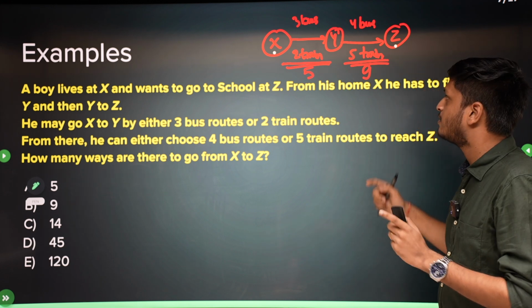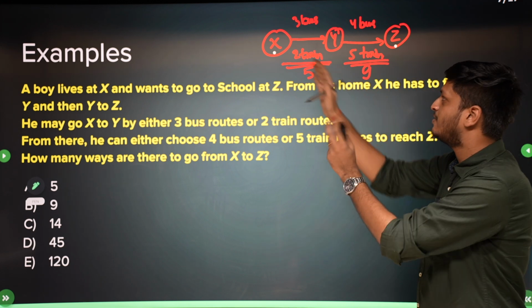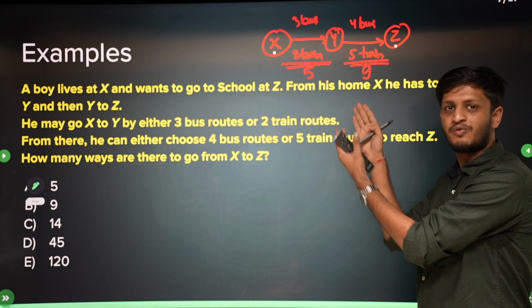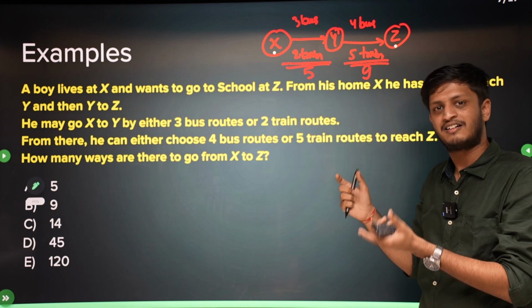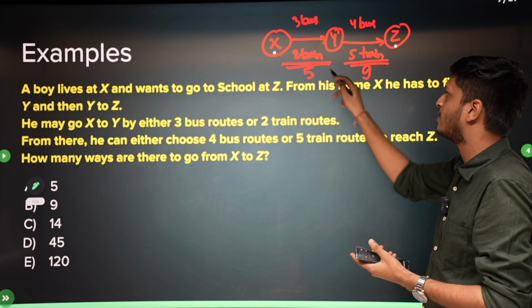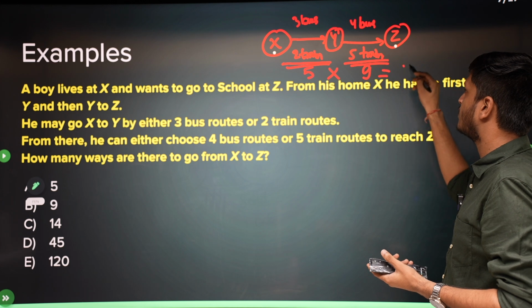Okay, now it is a sequence. You have 2 tasks, right? Do X to Y and Y to Z. So whenever you have 'and', rule of product, so you have 45 ways.